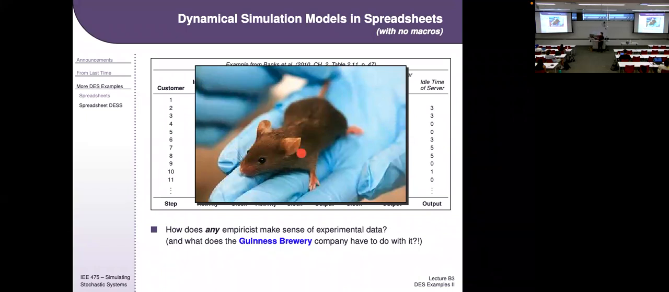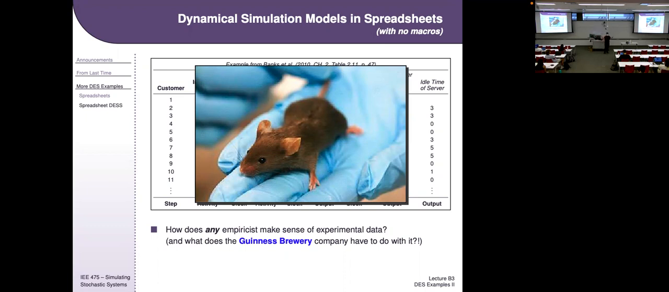So that's my question here: how does any empiricist make sense of varied experimental data? And that's using stats. And so, I ask, what does the Guinness Brewery Company have to do with it? And I'll tell a story when we get to it about how the t-test came out of exporting biometry. So basically stats used to understand variability in biology was applied to understanding variability in beer.